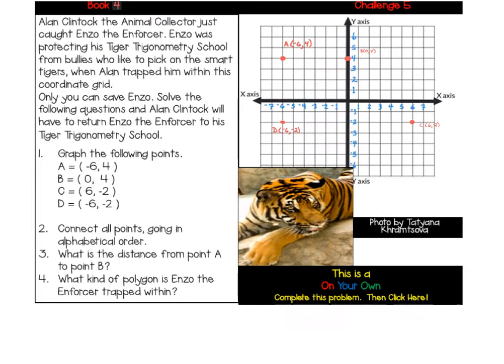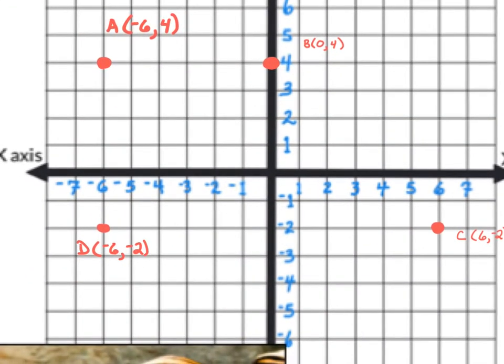Now let's move on to problem 2, and we need to connect all the points going in alphabetical order. So we're going to go from A to B to C to D, and then back on up to A. Let's go ahead and do that right now. So if I do that, I'm going to grab the green color here and go straight across from A to B, then straight on down from B to C, then straight across from C to D.